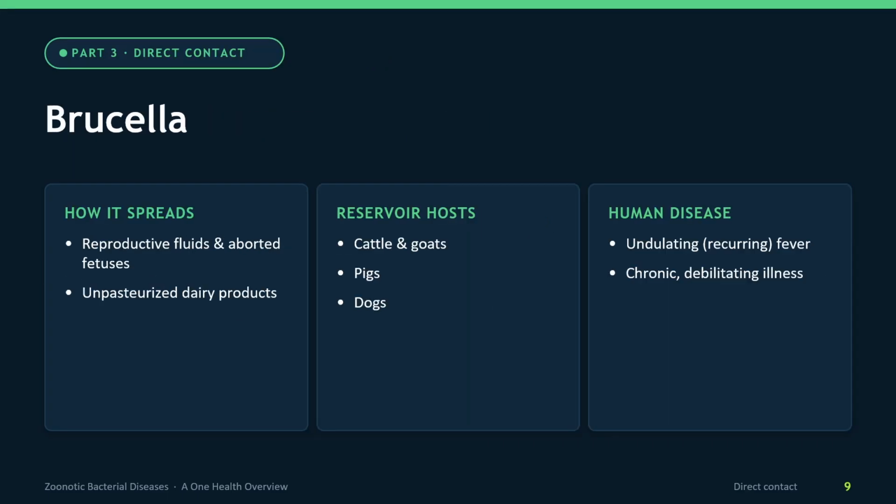Brucella species cause reproductive disease in animals and chronic debilitating illness in humans. Transmission occurs through contact with reproductive fluids, aborted fetuses, or unpasteurized dairy products.